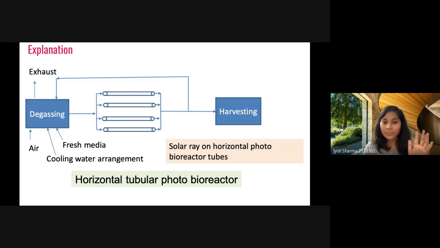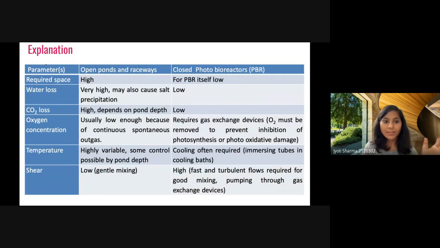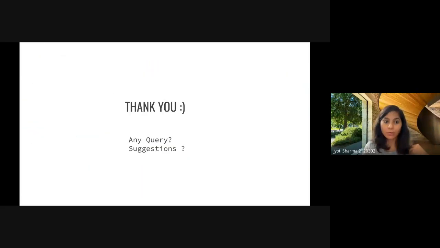So such kind of things you can see. So just you can see the green color algae and we have vertical column. So likewise, we can remove the contaminants from the water using algae. These are different parameters that we have in the phycoremediation, and this is all.